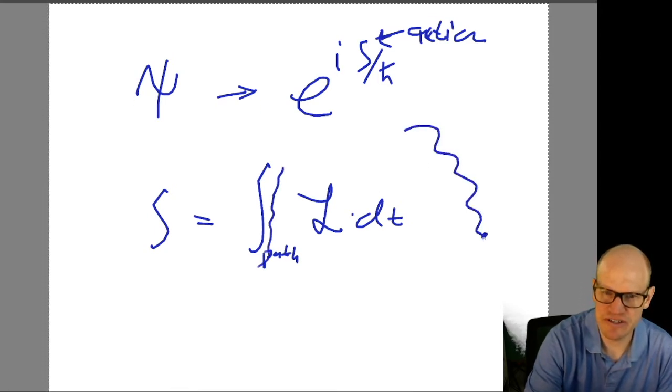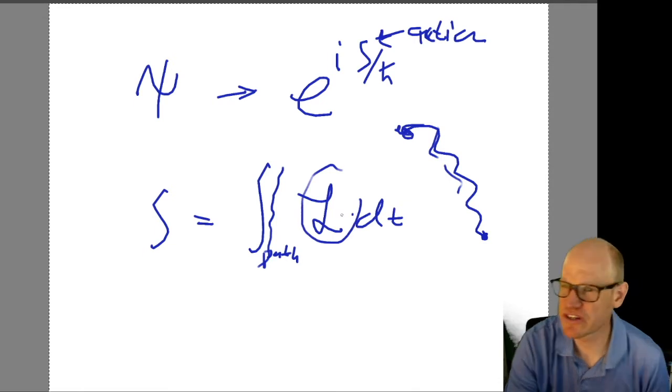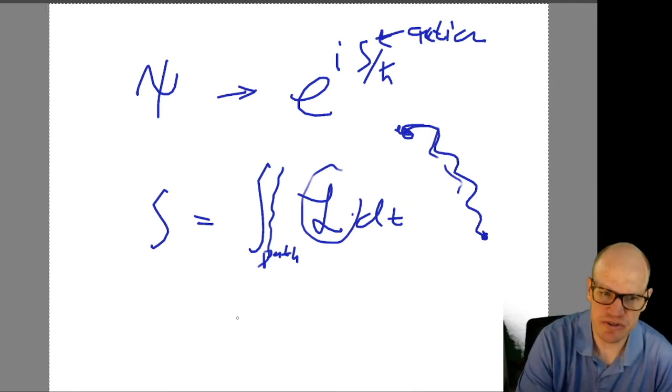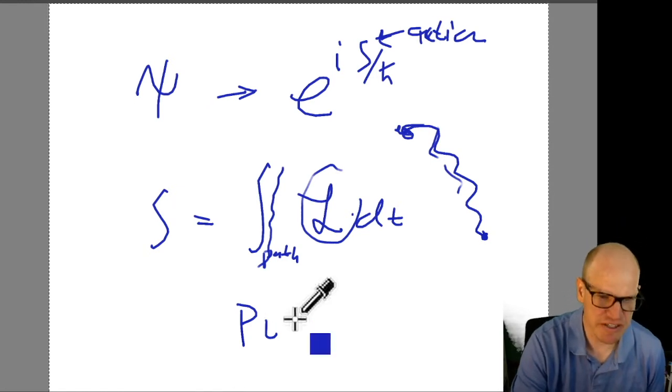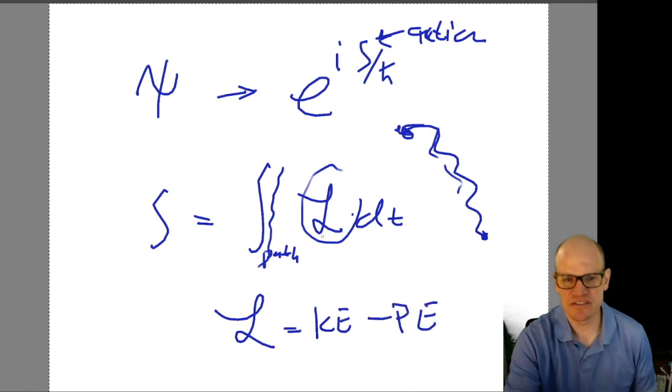Here's the path that you're integrating. The particle is going to follow this trajectory. You integrate along that path over time, your initial time, final time, and you integrate the Lagrangian. The Lagrangian itself is the kinetic energy minus the potential energy. So the Lagrangian is equal to the kinetic energy minus the potential energy that this object has.